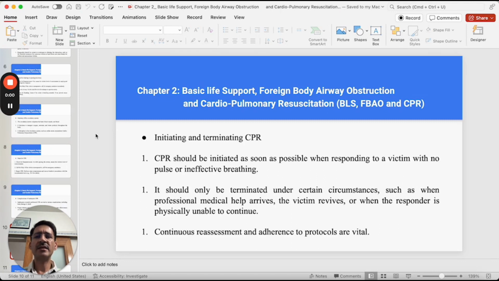Initiating and terminating CPR. CPR should be initiated as soon as possible when responding to a victim with no pulse or ineffective breathing. It should only be terminated under certain circumstances, such as when professional medical help arrives, the victim revives, or when the responder is physically unable to continue. Continuous reassessment and adherence to protocols are vital.